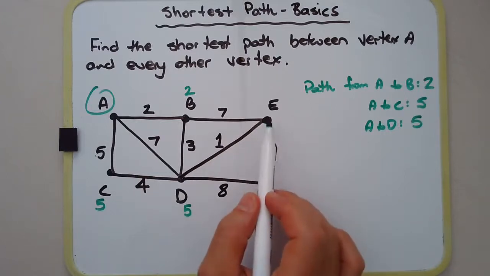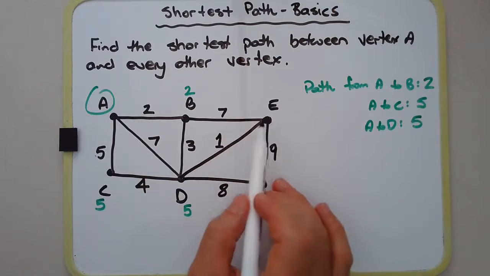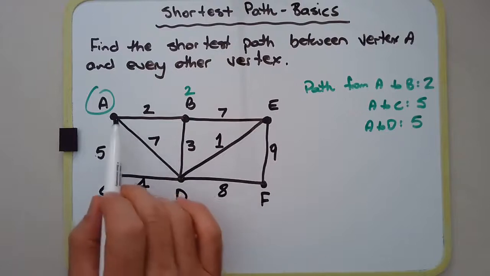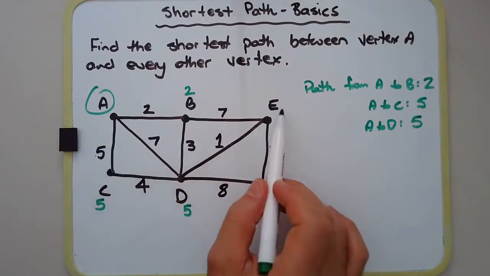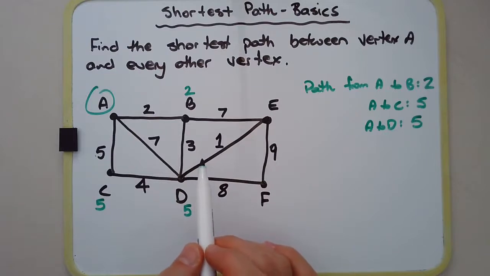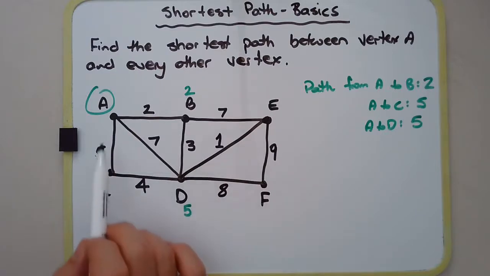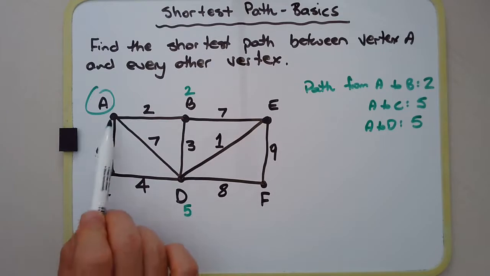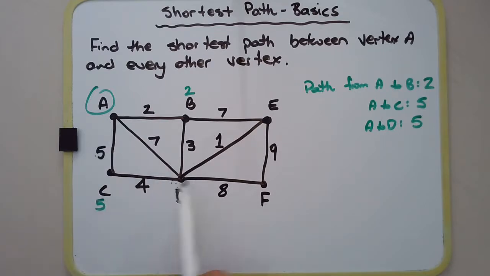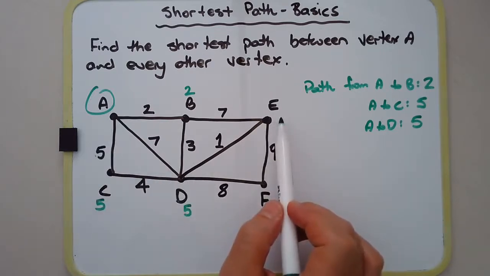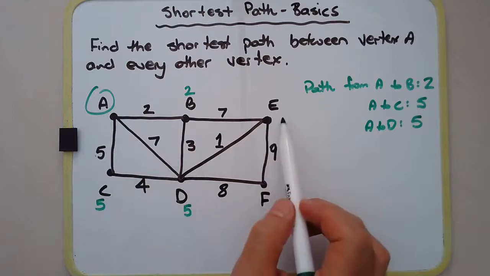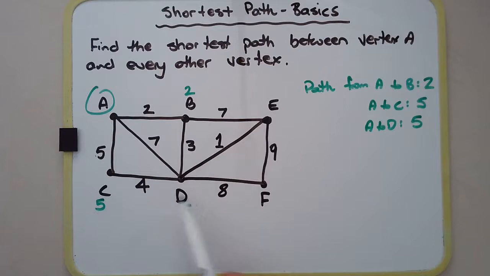So what about the path to E from A? We've got 2 plus 7, so that's 9. There's another way that I can see. We could go A, D, E. That's 7 plus 1, that's 8. There's still a better way. To get to D only costs 5 anyway.